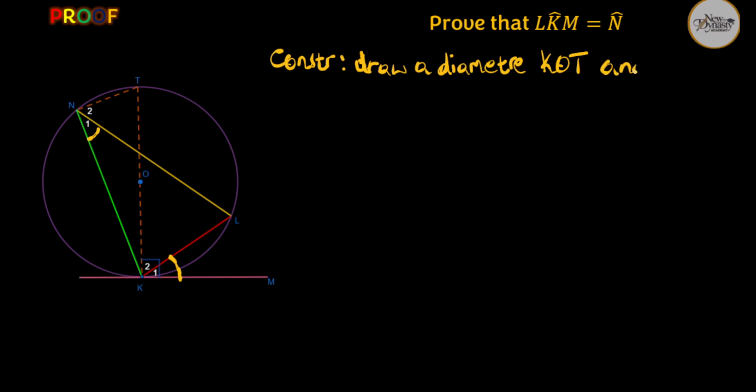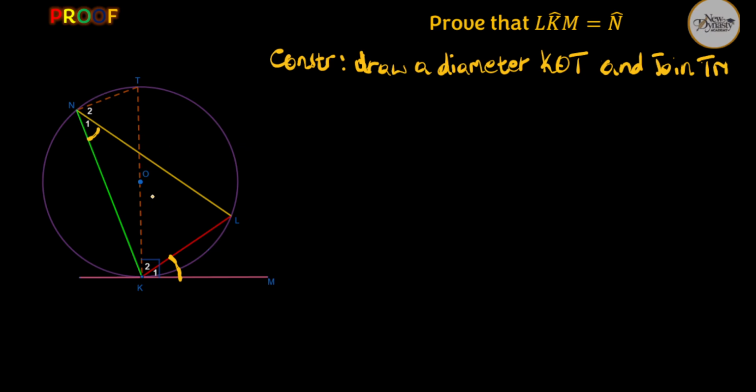And what did we do after that? We joined TN. That is what we did in our construction. That is what you do also when you prove this theorem. So you follow this as it is. As I said, you must memorize these steps so that you are good to go when you're proving these theorems.